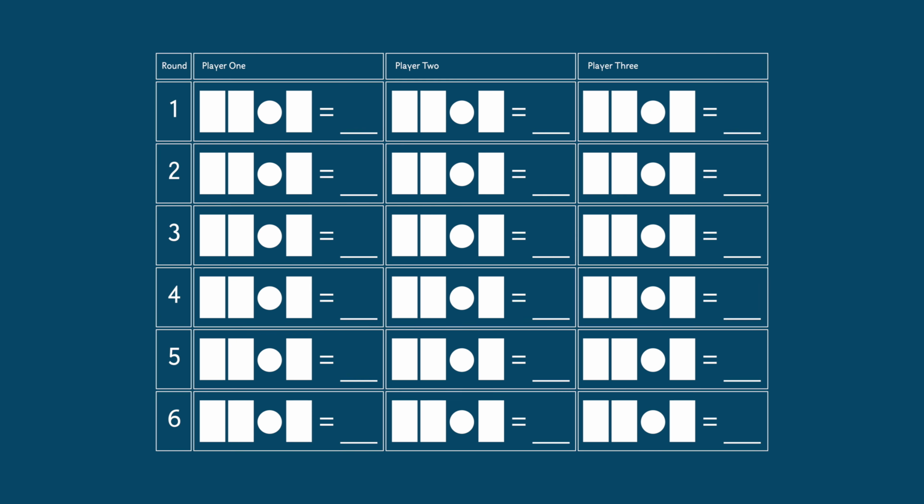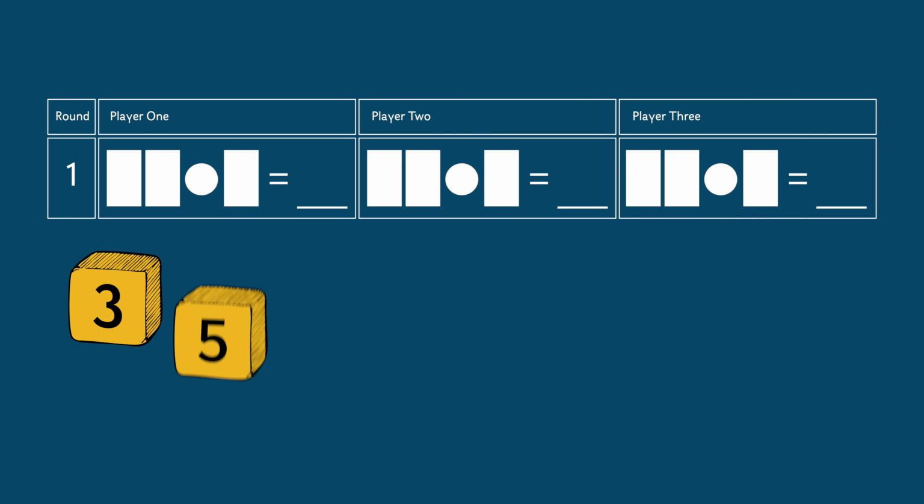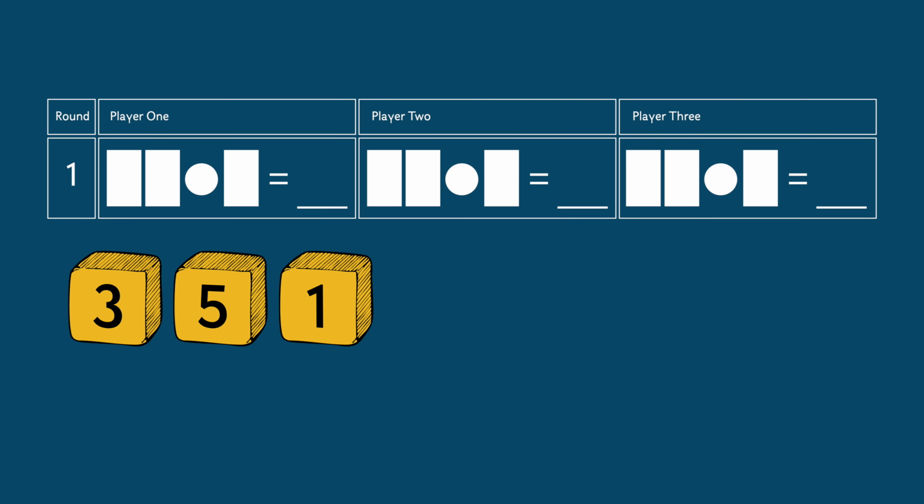Let's take a look. You can see this is a game for 3 players, and there are 6 rounds to play. Players take turns rolling 3 standard dice. After rolling, the player must decide where to place those 3 digits in their first equation with any operation they want to make a total that is as close to 50 as possible.